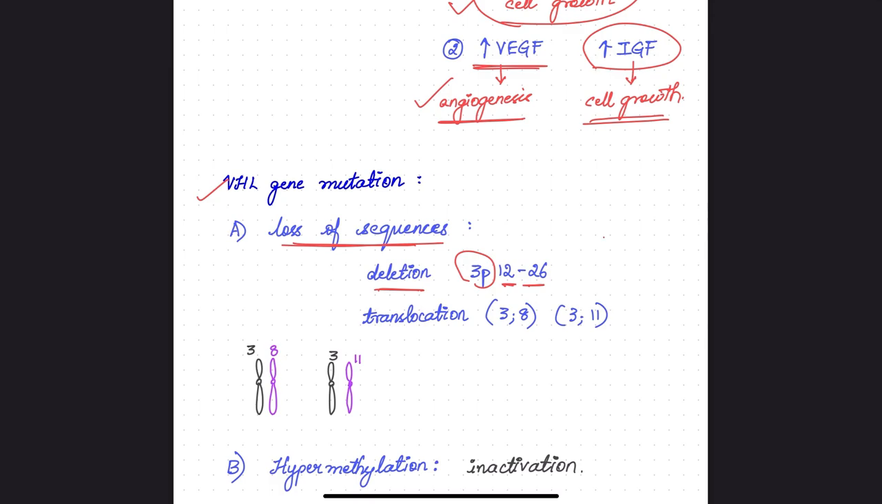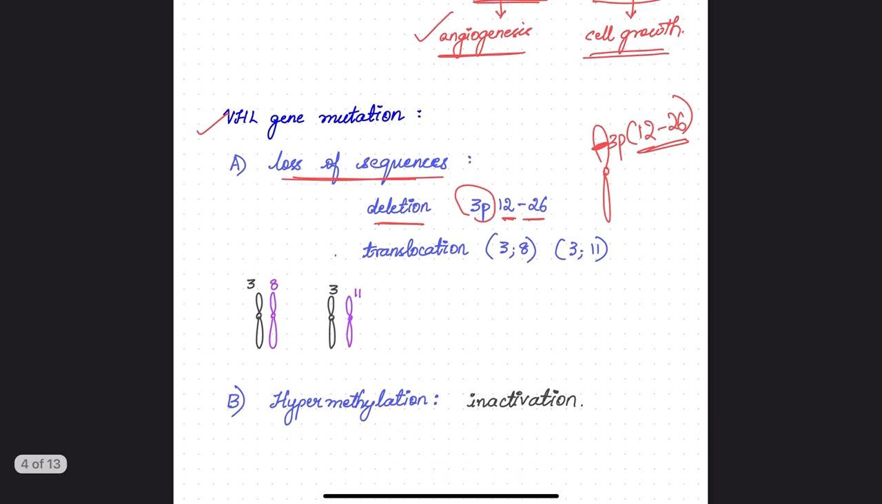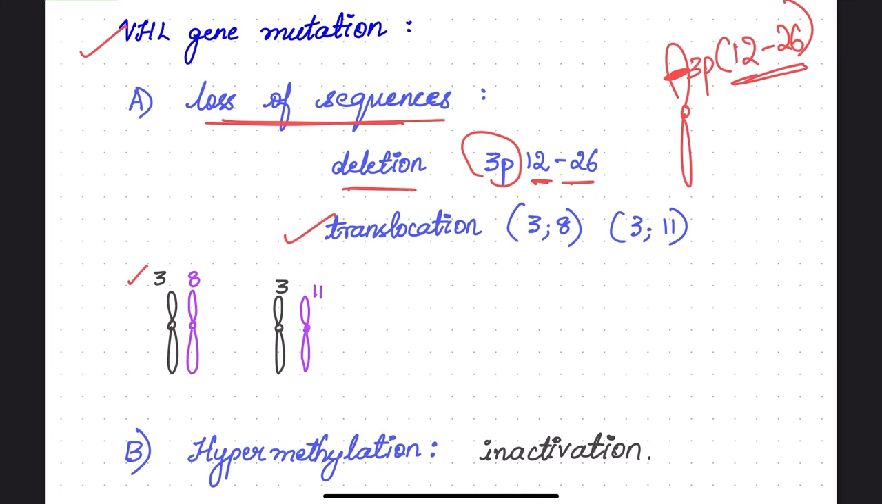12 to 26, this is the third chromosome, short arm, 3p sequences 12 to 26. These are the most common sequences that get deleted. Either there can be a translocation between the third chromosome and the eighth chromosome, where the VHL gene gets translocated here, or to the 11th chromosome. These are the more common translocations that you encounter in the VHL gene mutation.